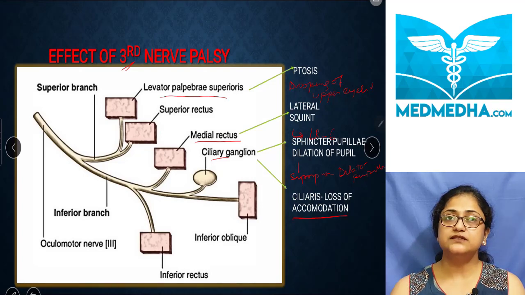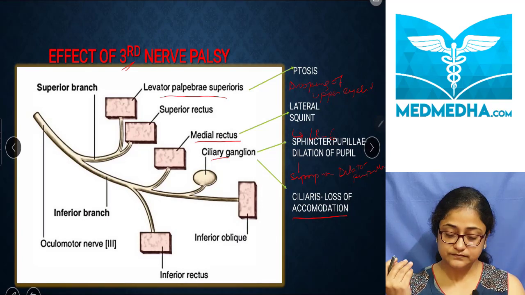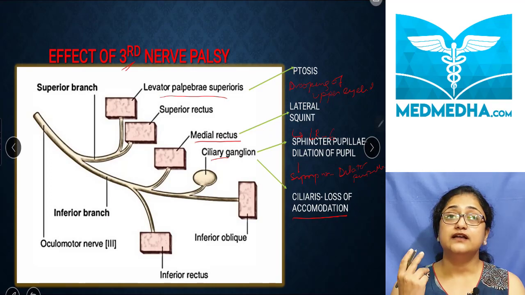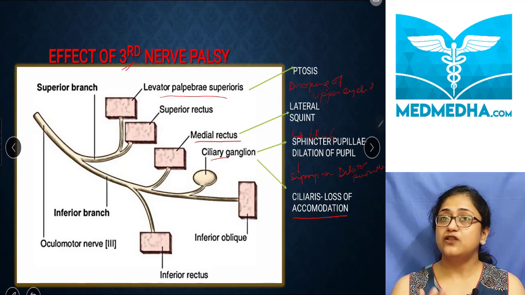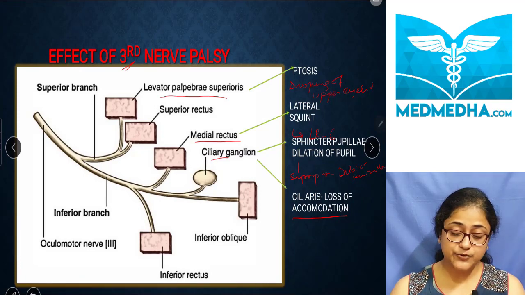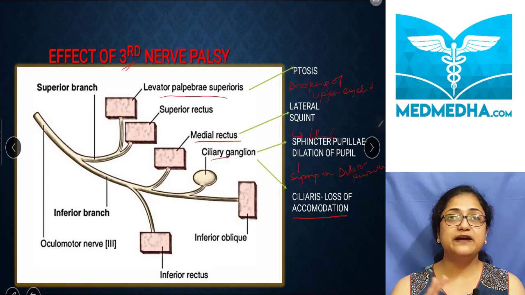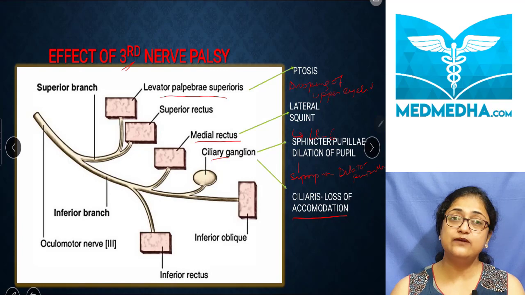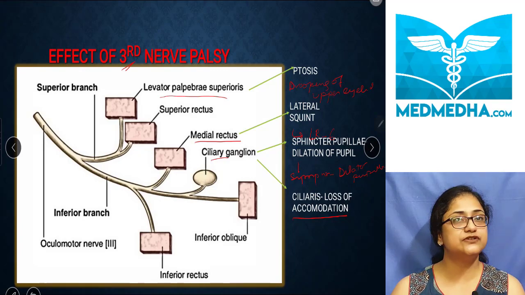So, when you are asked in your theory exam that a patient of Weber's syndrome presents with ptosis, lateral squint, dilated pupil with loss of accommodation, with contralateral hemiplegia, you will be asked to explain. This is how you explain. Just writing third nerve palsy will not suffice. You have to write exactly what is the reason for these clinical signs that you have to look for in a patient of third nerve palsy.